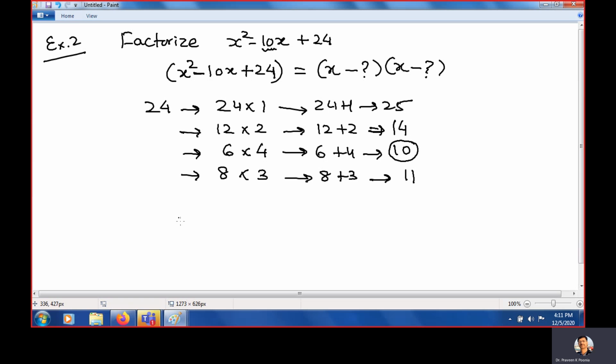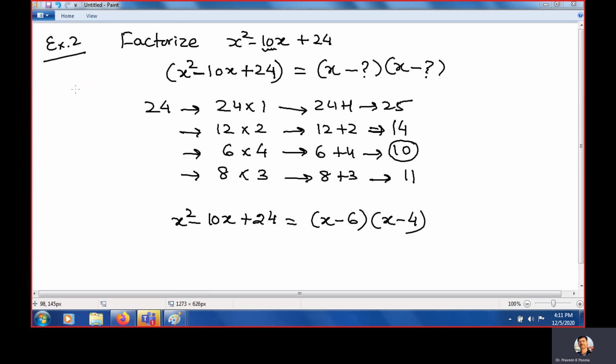If this is the number, then what will be the answer? X square minus 10x plus 24 is equal to x minus 6, x minus 4. This is the answer.